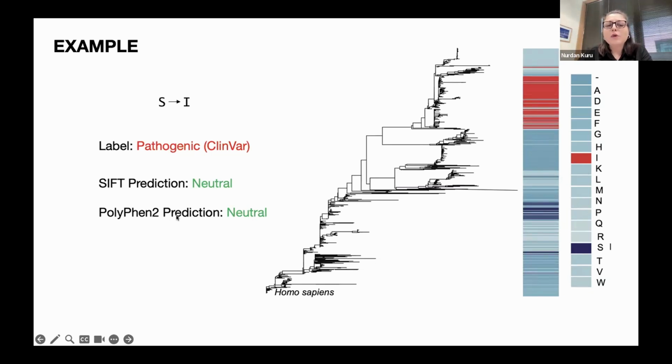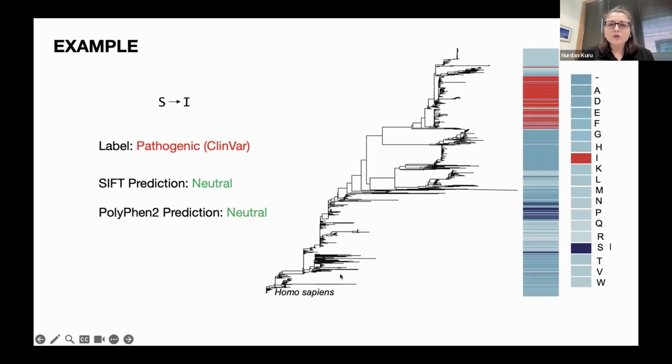The reason SIFT and PolyPhen-2 say neutral is that there are many I's observed. But when we check the tree, we see that most of these I's are dependent substitutions. Most probably there is a substitution somewhere here. That is why we are seeing many I's. So it couldn't pass the first filter of neutrality.